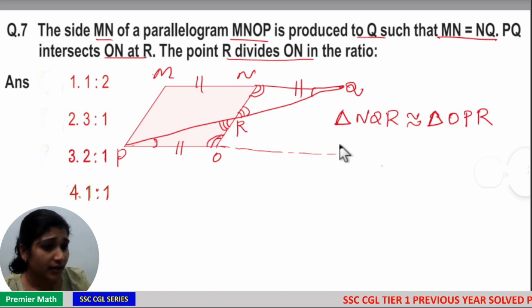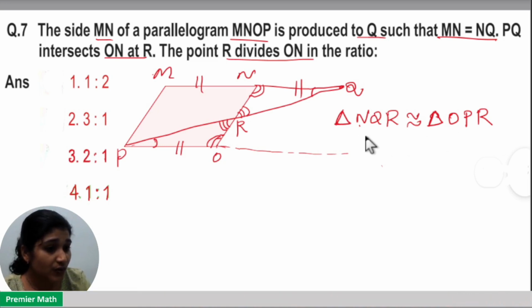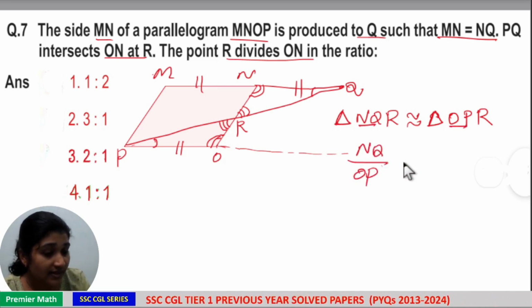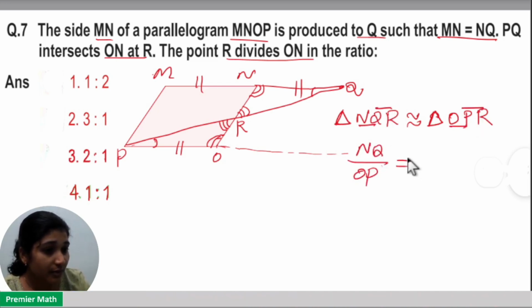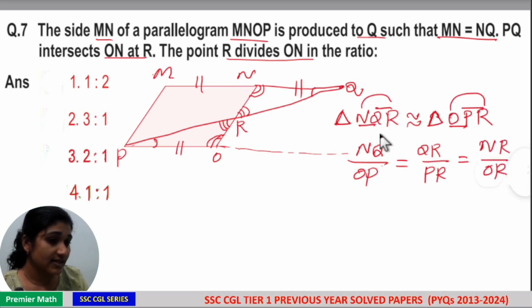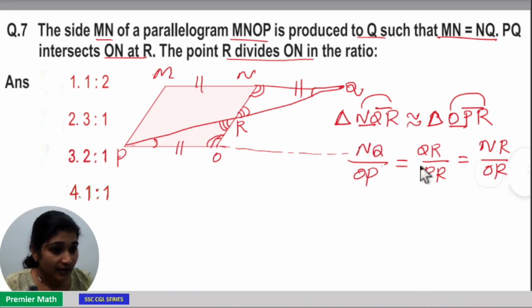R equal to R. Now when two triangles are similar, the ratio of corresponding sides are also in the same ratio. So NQ divided by OP is in the same ratio as QR divided by PR, which is in the same ratio as NR divided by OR. So here NR divided by OR is in the same ratio as NQ by OP.